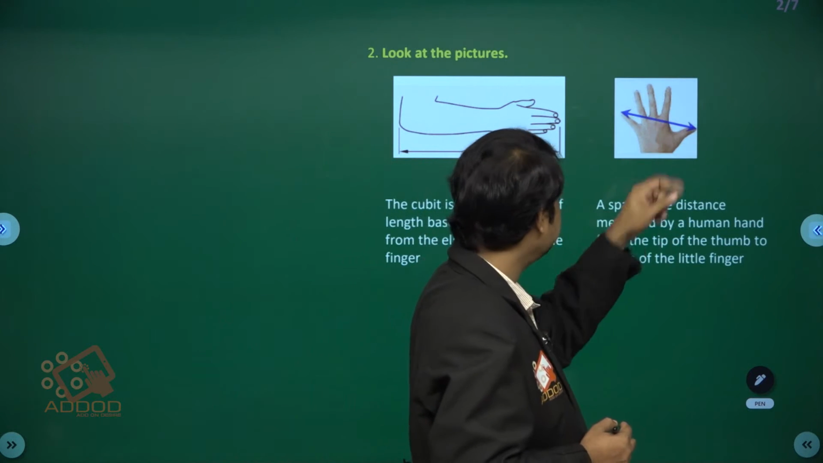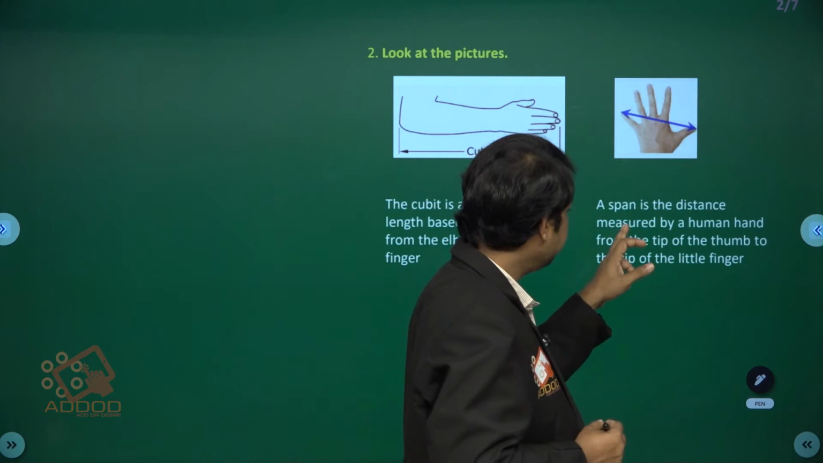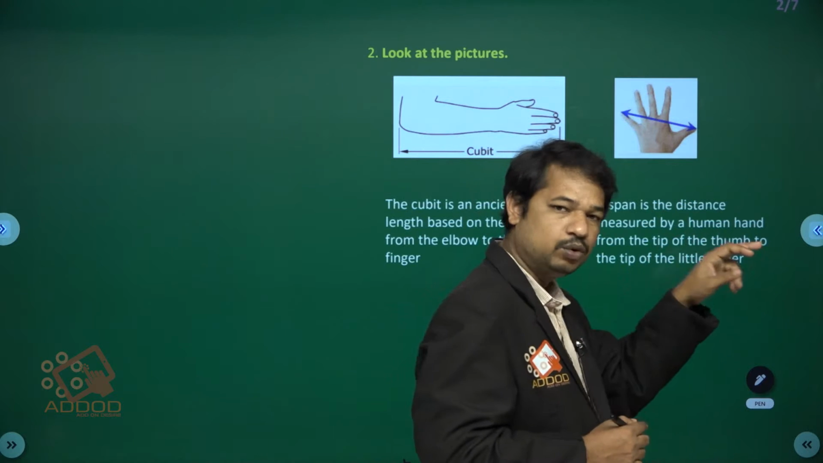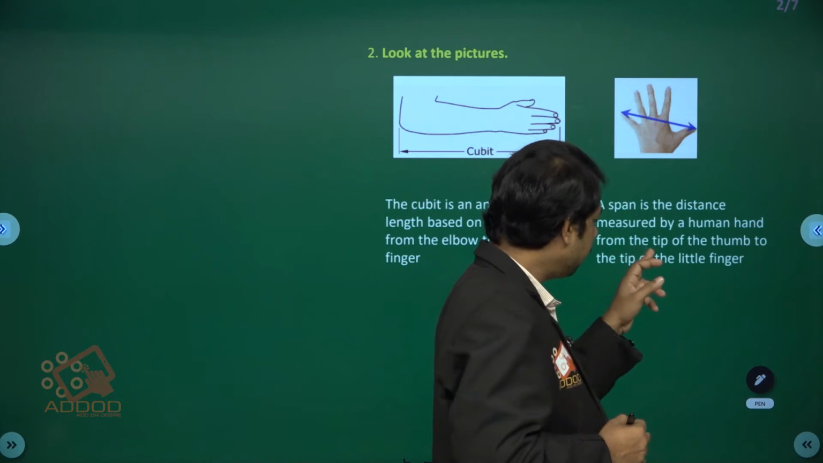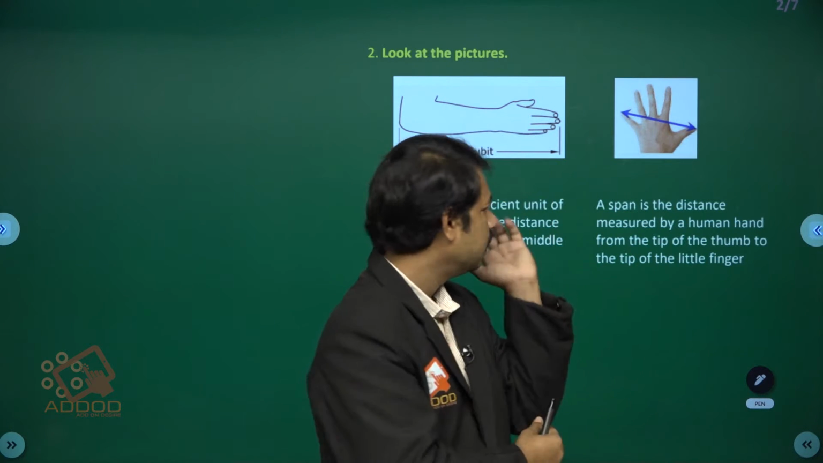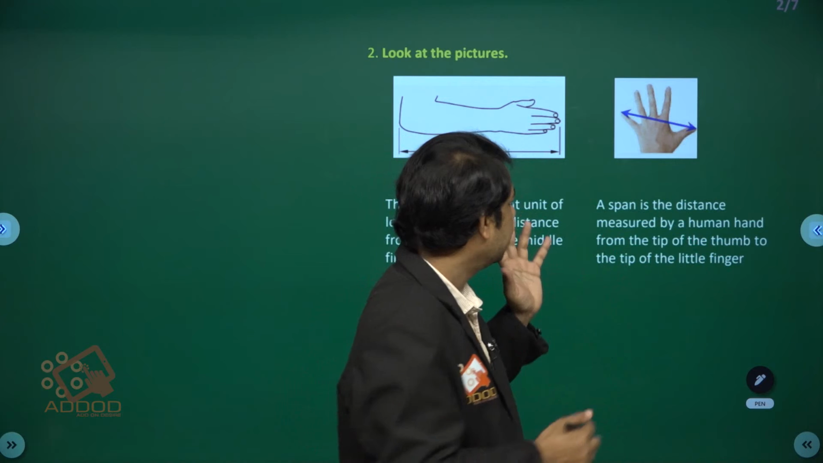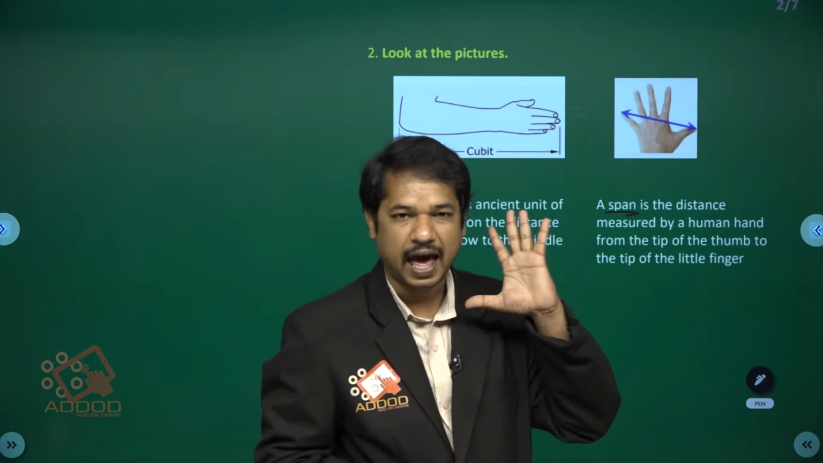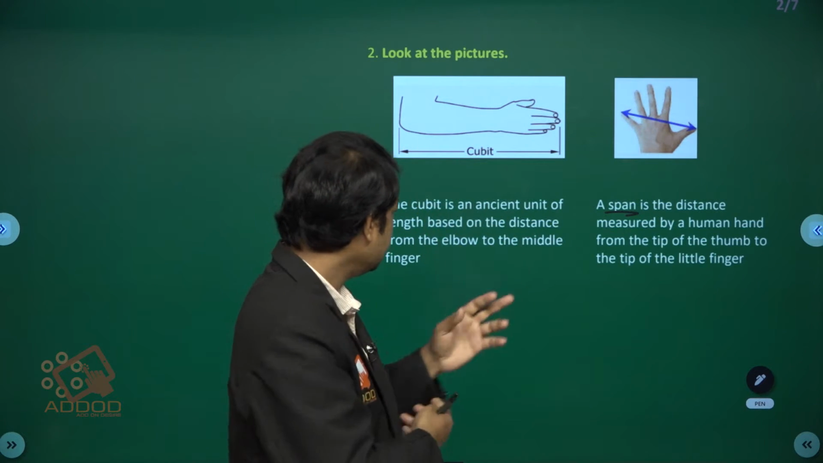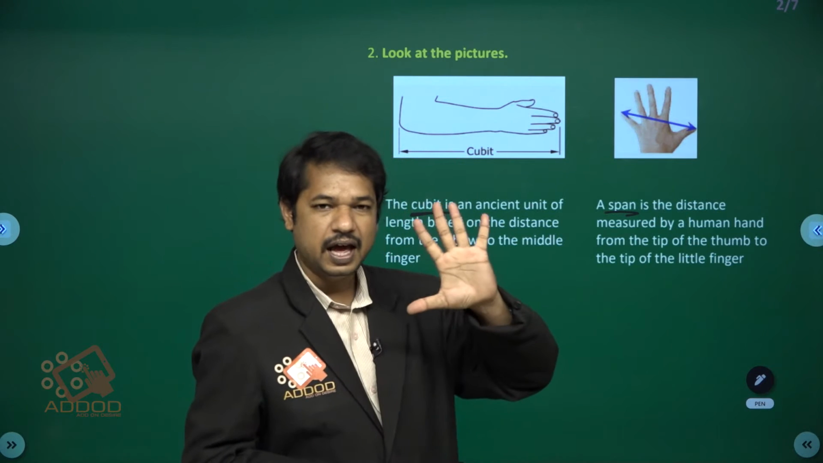See children, look at this picture. A span is the distance measured by a human hand from the tip of the thumb to the tip of the little finger. Tip of the little finger to tip of the thumb. This is the span, hand span. Okay, this is the cubit. This is the hand span.